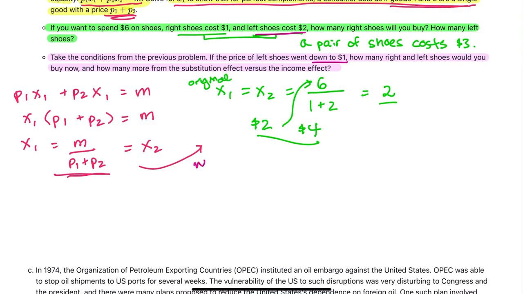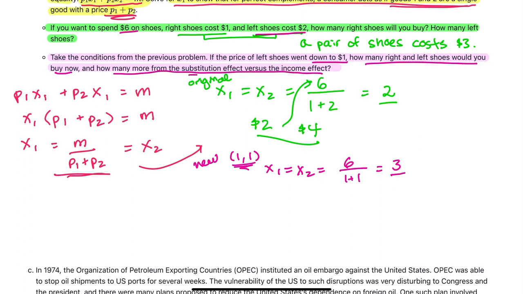And then this is the new, at the new price of 1, now we're going to buy x1 equals x2 equals M, which is still $6, divided by, now the price of left shoes and price of right shoes is both 1. So 1 plus 1 down here, which is 6 divided by 2 equals 3. So now we're buying 3 right shoes and 3 left shoes after the price went down. So that answers this first part. And then the question is, how many more from the substitution effect versus the income effect?